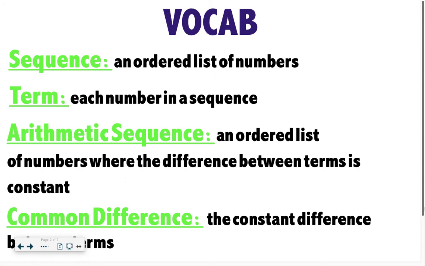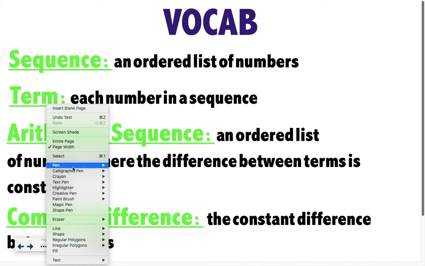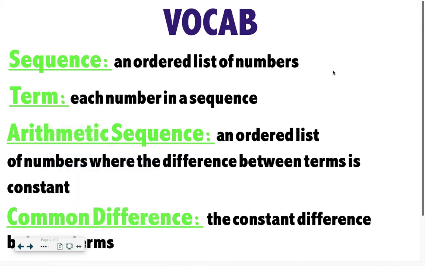So a sequence is an ordered list of numbers, okay? An example could be a list of numbers like 2, 4, 6, 8, and then usually there are dots to show you that the numbers would continue on: 2, 4, 6, 8, 10, 12, 14, and so on. Another ordered list could be just 1, 2, 3, 4, 5, and just keep going. So any ordered list of numbers. Term is each number in the sequence.